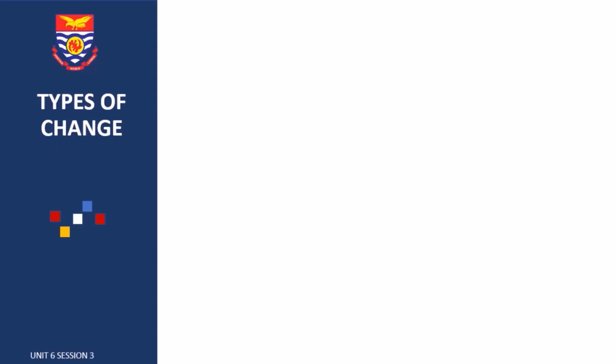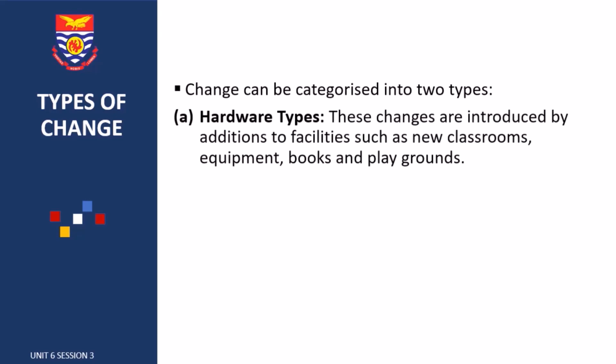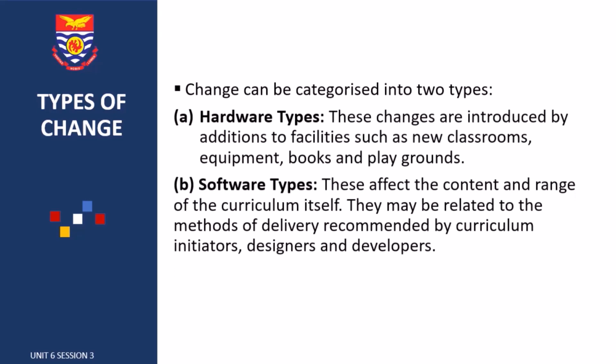Now let us look at the types of changes. Change can mainly be categorized into two types, the hardware types and the software types. The hardware types are those changes that are introduced by additions to facilities such as new classrooms, equipment, books, and playgrounds. Those hardware types are those we can actually touch with our hands, the tangible types.